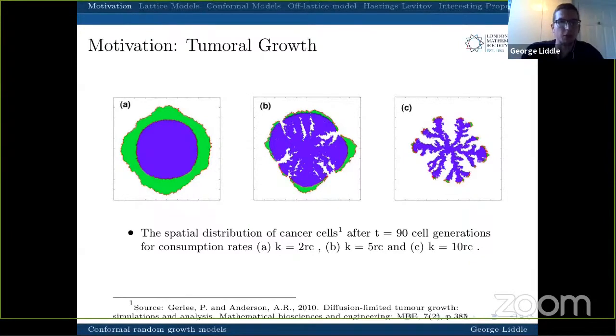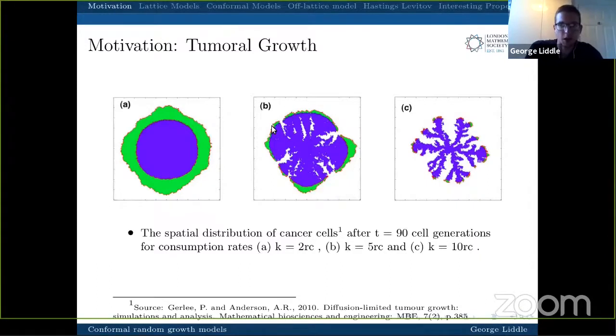From these simulations, what we see is in the case of A here, this corresponds to a low consumption rate. So we're looking after 90 cell generations, and a low consumption rate corresponds to a high amount of oxygen being available to the tumor. And what we see is this growth to a disc-like pattern in this case. The different colors represent the status of the cell, but that's not overly important in the context of our talk. So we can just consider, say, the dark blue region. And you see that we get growth to this disc-like shape.